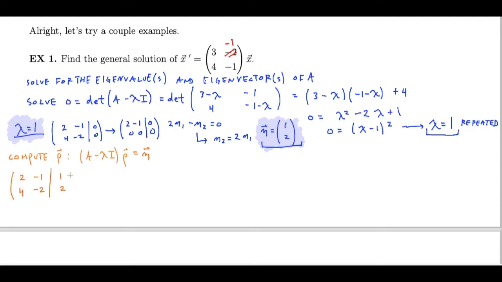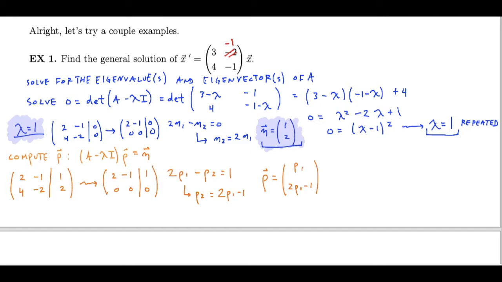Let me show you what I mean. Written as an augmented matrix, I have this system here where the coefficient matrix is A minus lambda I. I'm using lambda equals 1. And then the right-hand side, the augmented vector, is not 0 in this case, but instead it's eta, the eigenvector that I just found. Simplifying that system and then using one of the equations to get a relationship between the two components of the vector rho, I think I get that rho sub 2 has to be 2 times rho sub 1 minus 1.